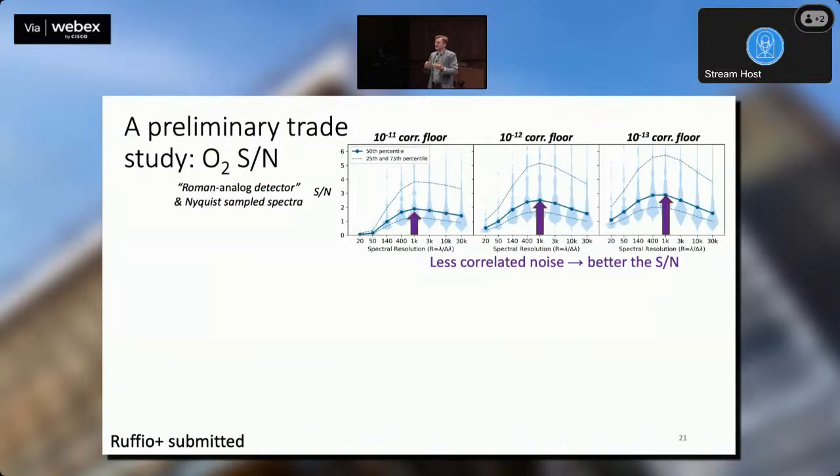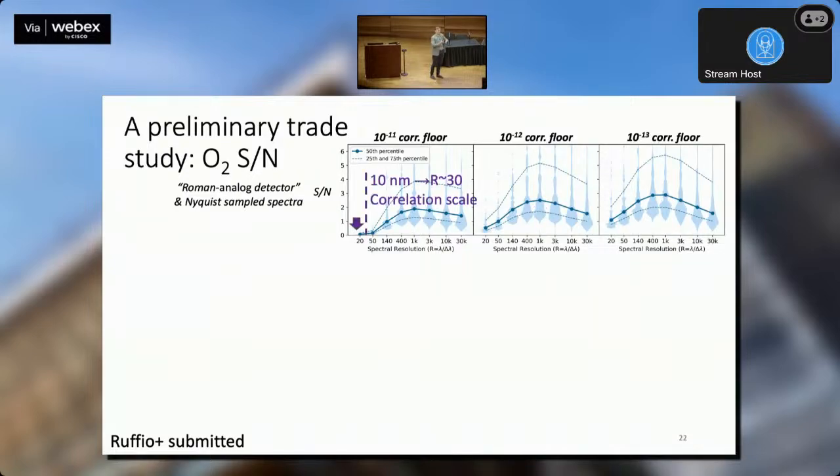So now we can vary the amount of correlated noise. In the previous slide, I assumed very little correlated noise. I put the floor at 10 to the minus 13, but here we can change it from 10 to the minus 13 to maybe 10 to the minus 11, with the starlight suppression still being at 10 to the minus 10. You can see that the more correlated noise, the lower the detection strengths overall, but the impact is stronger at low spectral resolution. That's because if the spectral resolution of the spectrograph is lower than the correlated noise, then it kills any signal, and you're not going to be able to recover that.